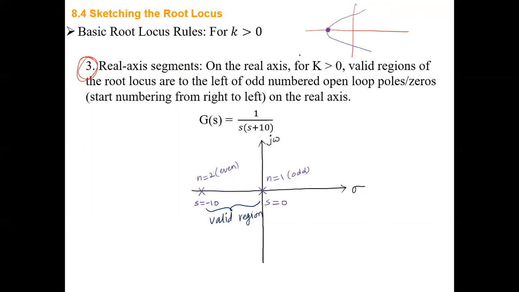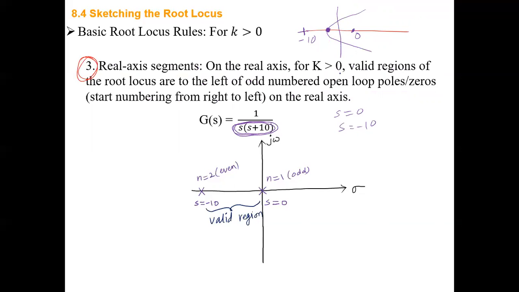All right, what are the open loop poles in our case? Do you remember? From here, what are the open loop poles? S equals 0 and S equals -10. So this is S equals 0, and this is S equals -10. Now this rule says the valid regions of the root locus are to the left of an odd number of open loop poles or zeros.